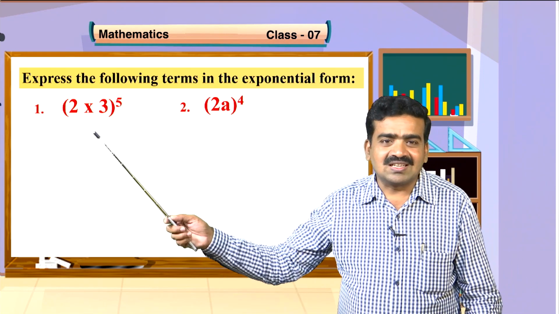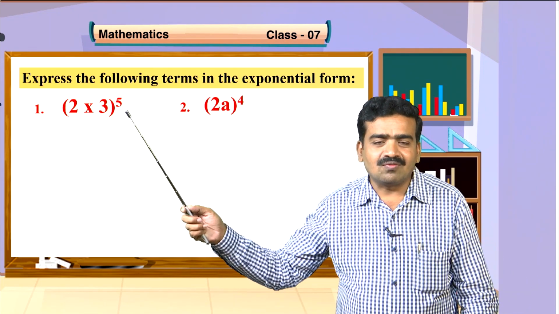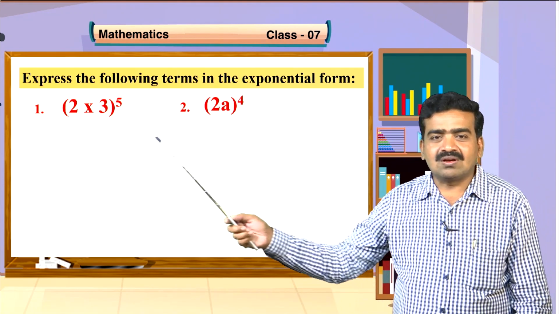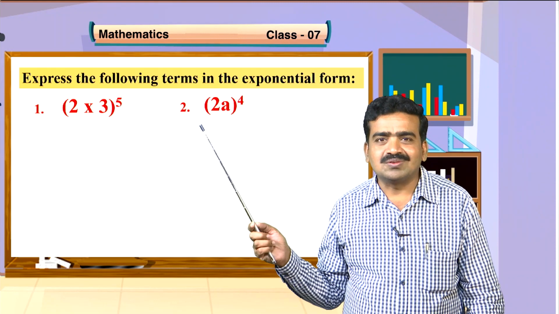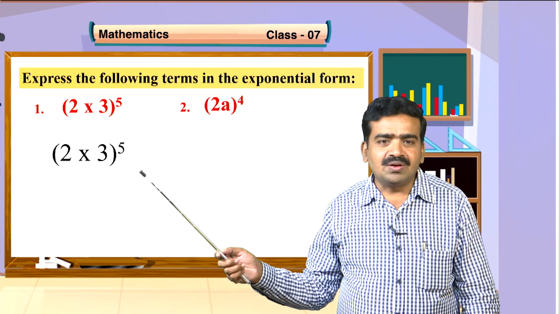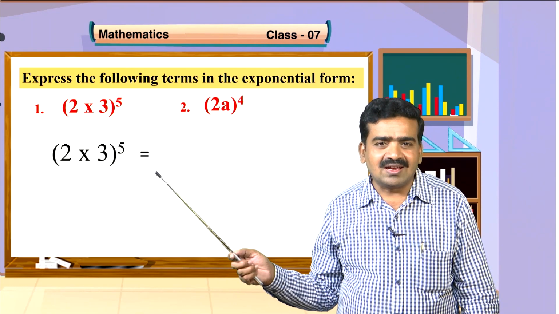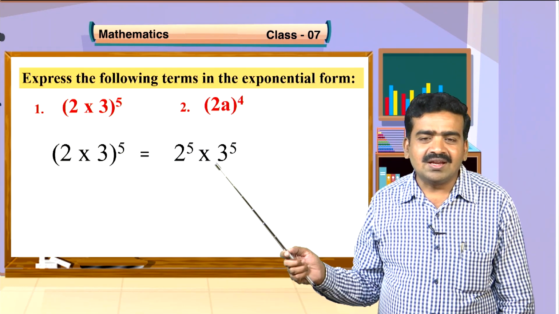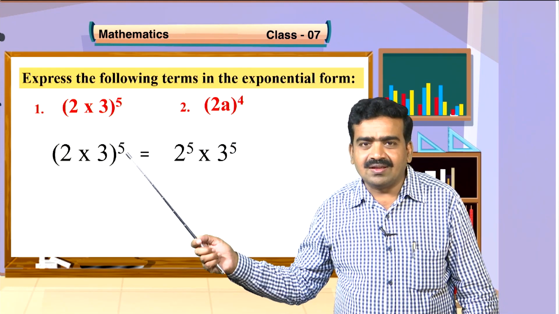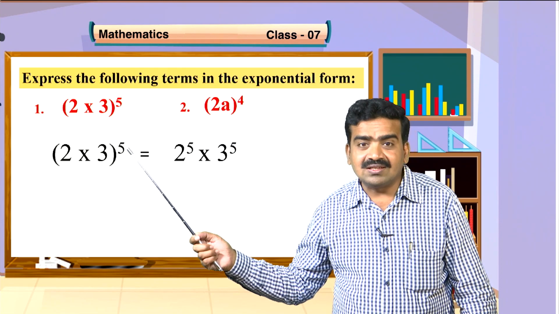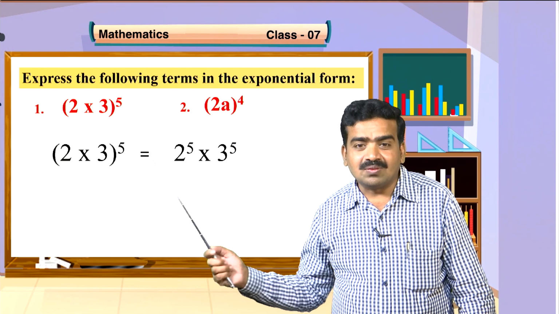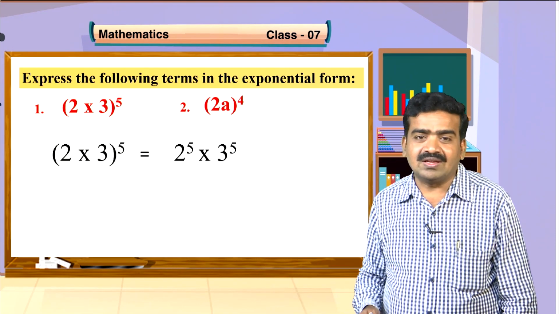Here the question is like this: 2 into 3 to the power of 5, and 2a to the power of 4. To solve these two problems, we have to use the law that we have discussed now. 2 into 3 to the power of 5 can be written as 2 to the power of 5 into 3 to the power of 5. Here there is a 5 as a power. We have to apply this power to both numbers, that is 2 to the power of 5 into 3 to the power of 5.